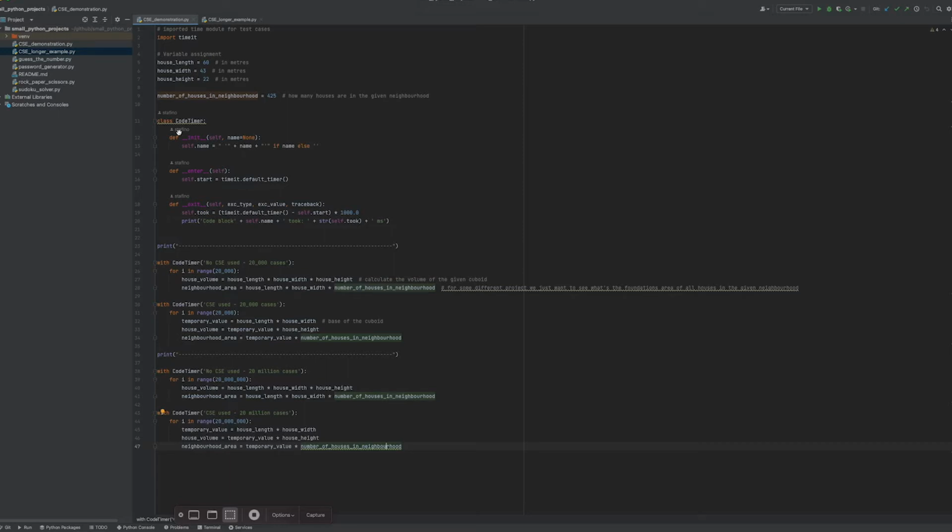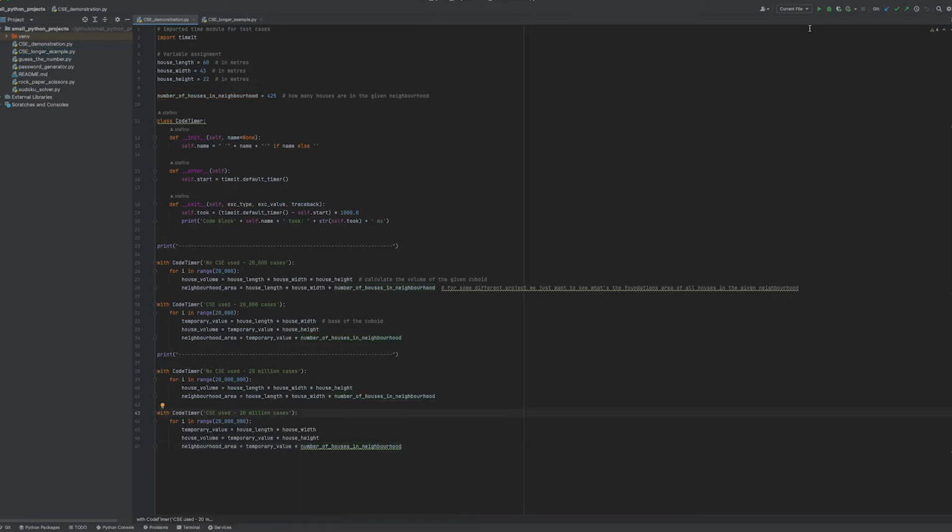I've designed a simple code timer function, with a little help of Stack Overflow of course, which times how long each function takes to execute. In this example, we are just using the volume of the house, which is equal to length times width times height, and the neighboring area, which is equal to length times width of each individual house multiplied by the number of houses. The common calculation used in both equations is length times width, and therefore could be reduced.